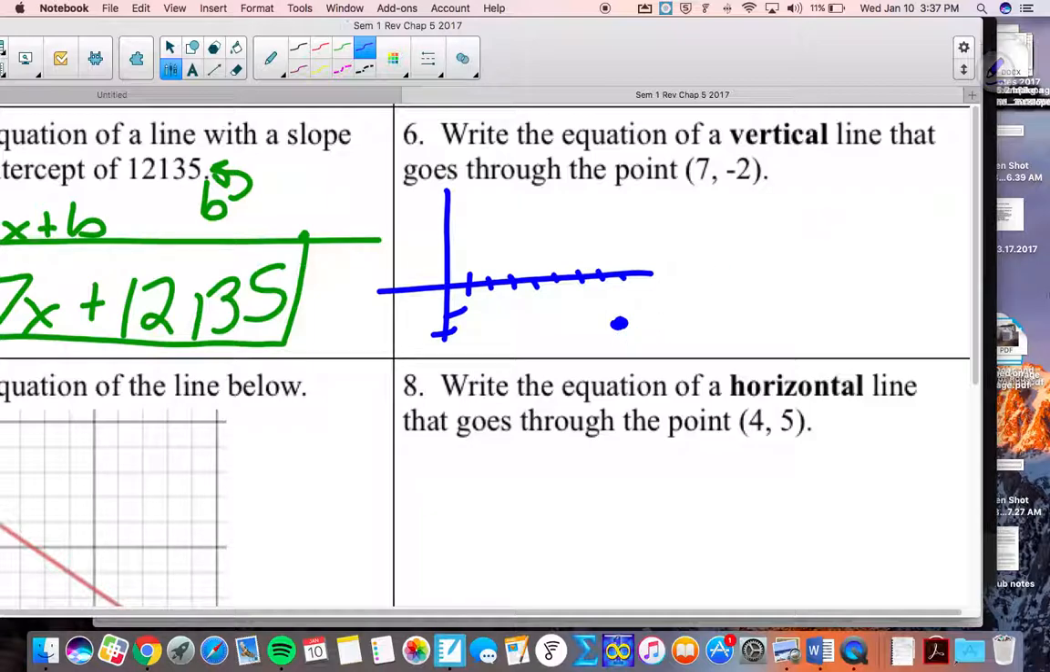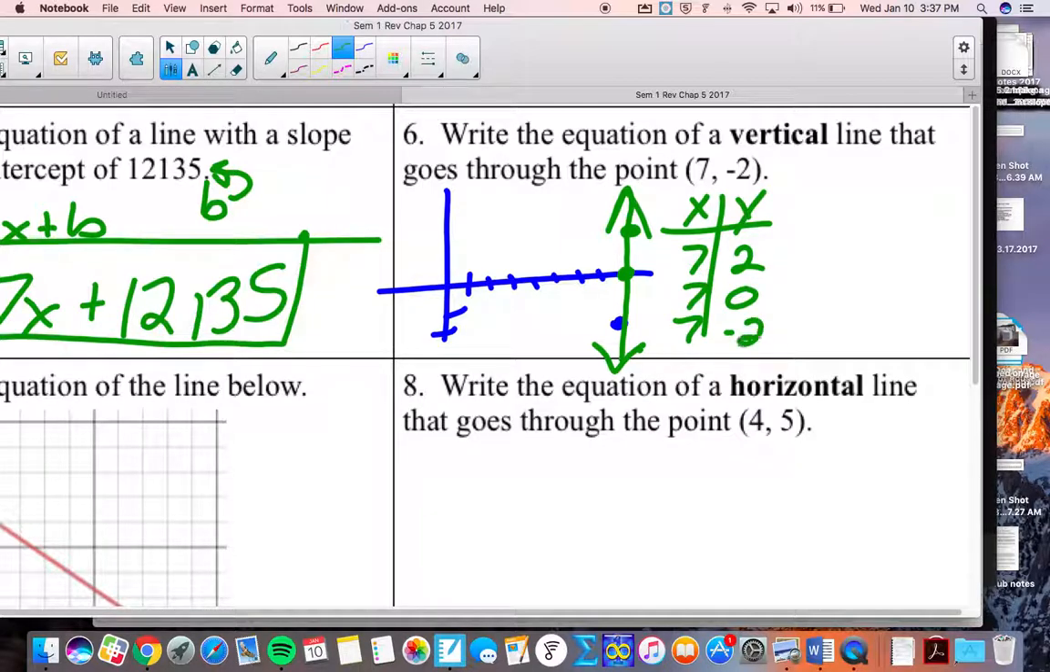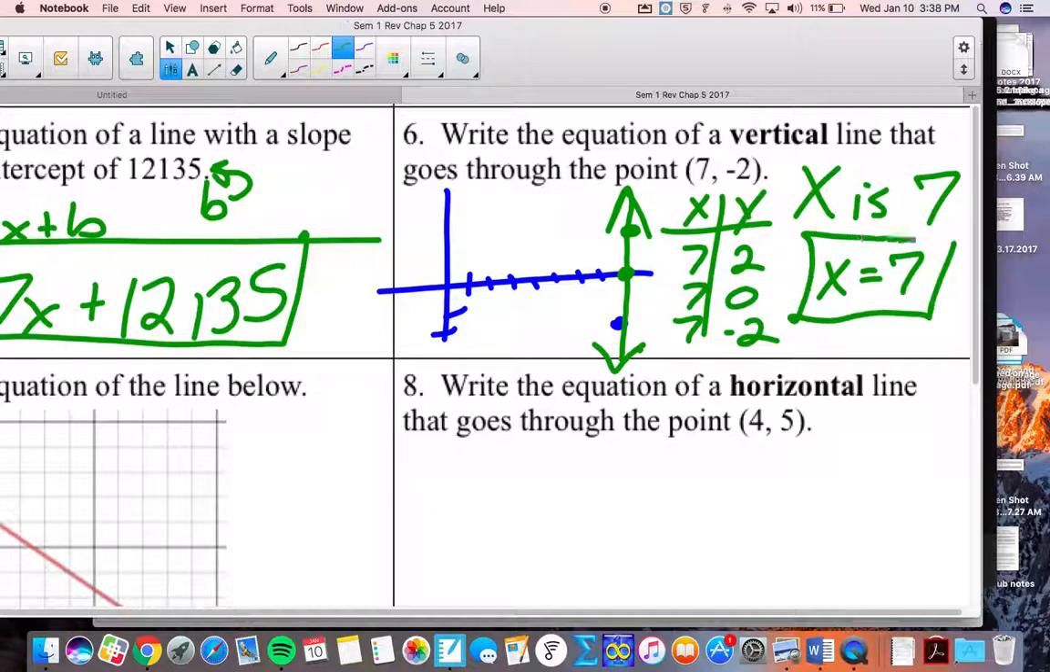It's a vertical line, so that means it's going straight up and down. You could plot some points along here and make a little table to figure out a rule. An equation is just a rule for that line. So the rule is, if I write down some coordinate pairs, no matter what, x is always 7. X is 7. That's the rule. It doesn't matter what y is. Y can be a positive million or a negative million, but my x is 7. So that means x equals 7. Any location on this line, the x value is 7.